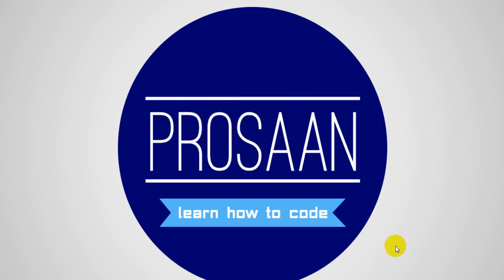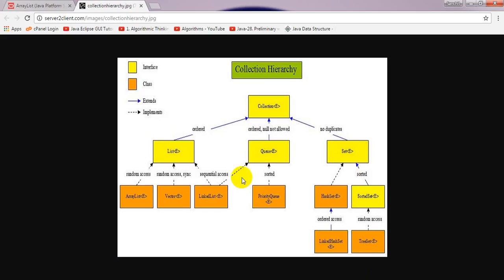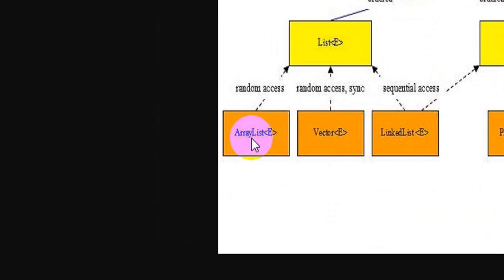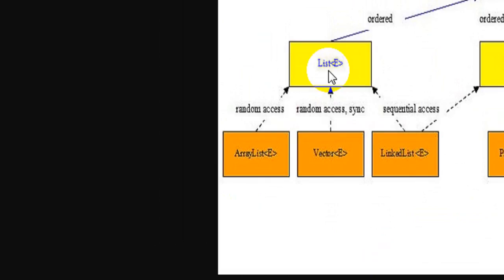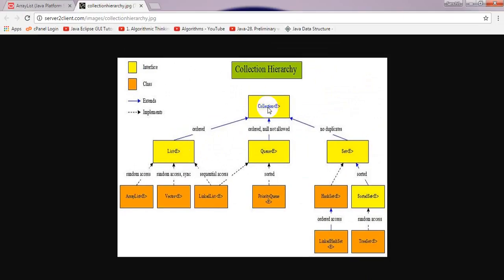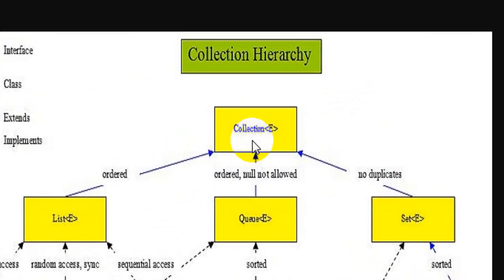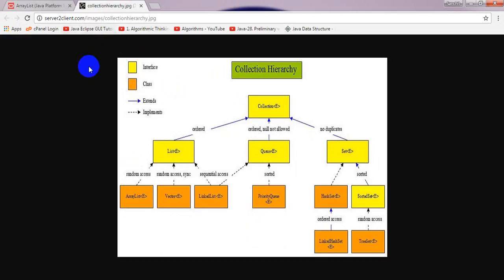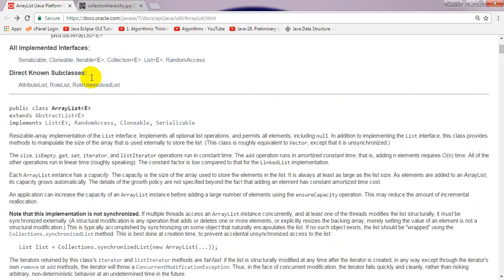Now, first of all, I'd like to show you a diagram. Here is a collection hierarchy. Well, you can see an ArrayList class down here that we're going to learn today, and it implements a List interface. Now, the List interface implements another super interface, that is Collection, and they are of generic type. Well, that means they can work with multiple data types.